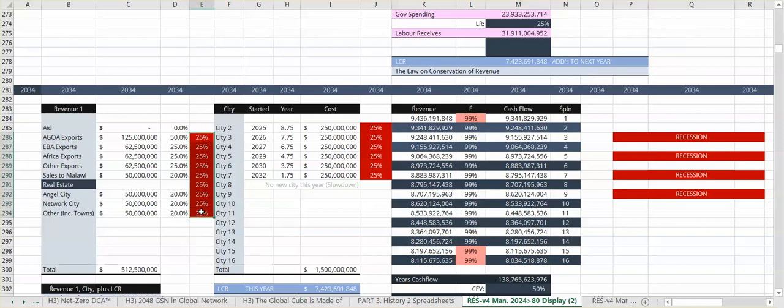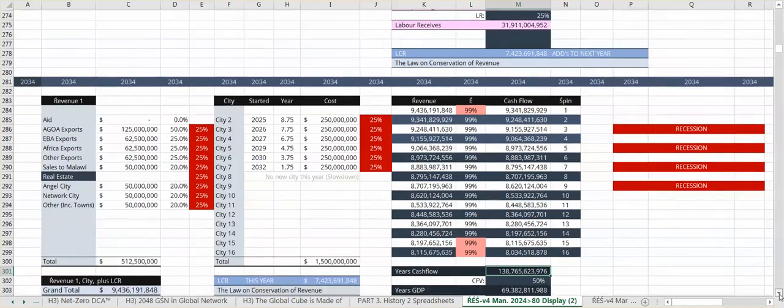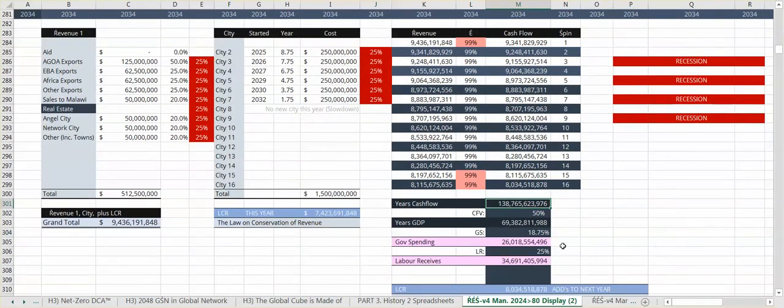Look, it's gone down to 25%, all inputs. So if you see a country's inputs go down to 25%, that would be crippling, absolutely crippling. And yet, the cash flow has increased again. What? How can that be? It's because we're making the money from what is now known as savings.